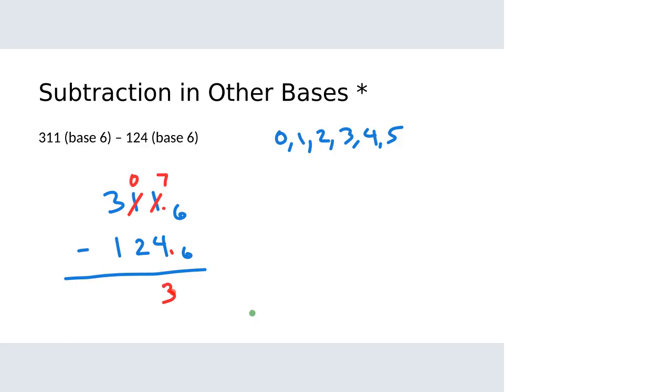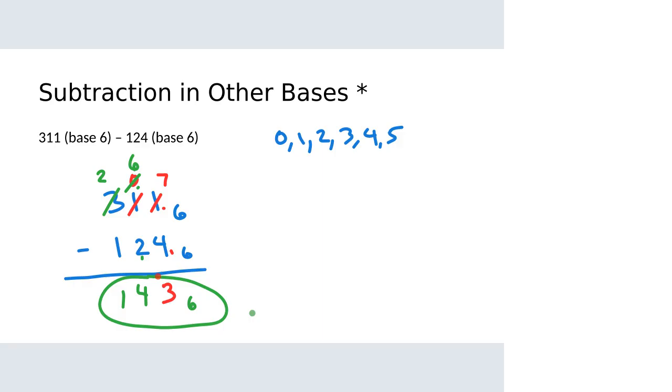And now I move over to the next place value over, and I'd like to do 0 minus 2. The problem is I can't. 0 minus 2 I can't do. So I'm going to have to borrow again. I'm going to have to borrow from here, and this is going to get bigger by 6 because it's base 6. And now I have 6 minus 2 is 4, 2 minus 1 is 1, and I end up with, too many colors, but 143 base 6.